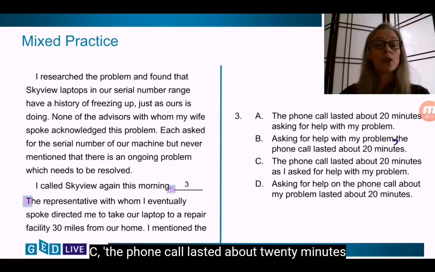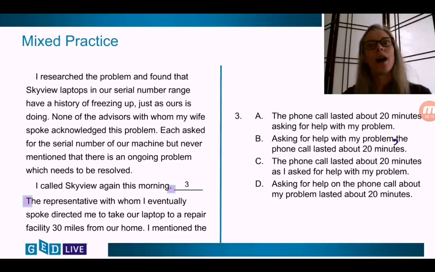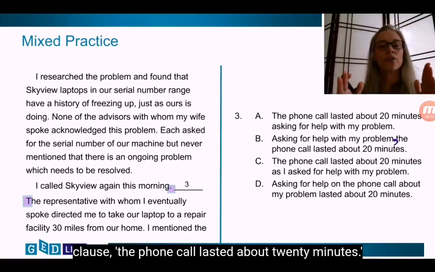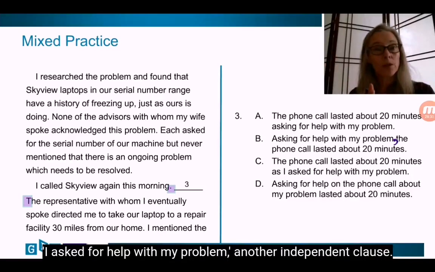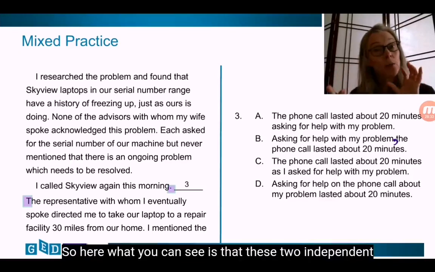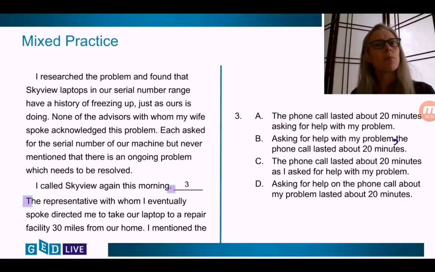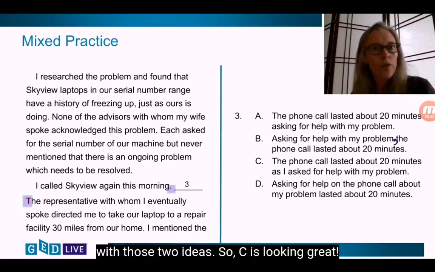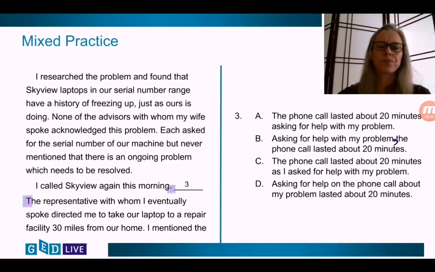Answer choice C. The phone call lasted about 20 minutes as I asked for help with my problem. Now notice that what we have here is an independent clause. The phone call lasted about 20 minutes. As, a connecting word, I asked for help with my problem, another independent clause. So here what you can see is that these two independent clauses are joined not with a coordinating conjunction, but with a connector that makes sense with those two ideas. So C is looking great.